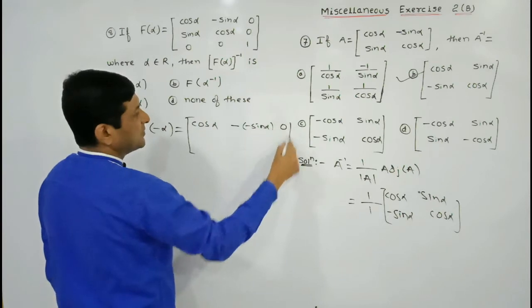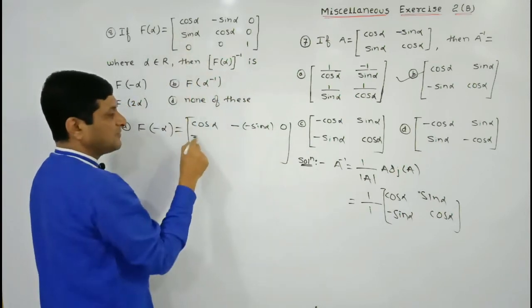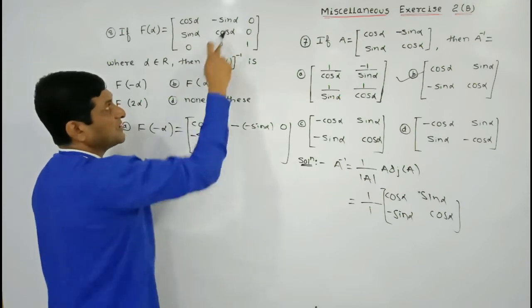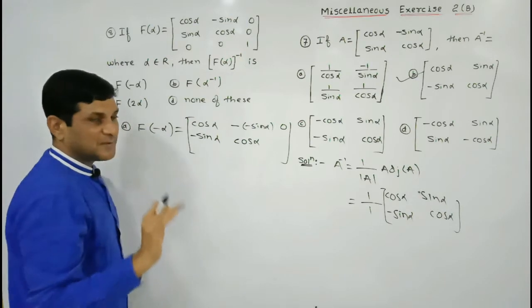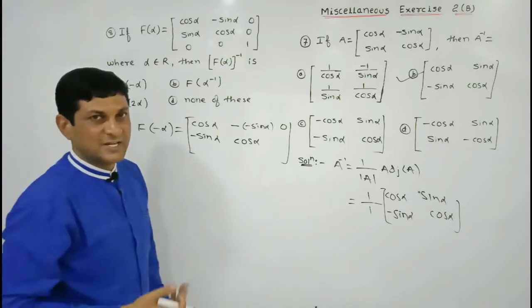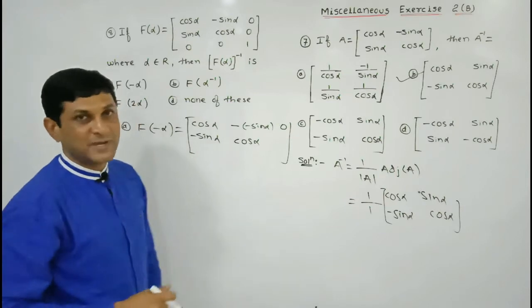Plus. Here 0, keep it as it is. Again replace alpha by what? Minus alpha. So sin alpha will become minus sin alpha. Here cos minus alpha will become cos alpha, because we know the values of trigonometric ratios for a negative angle. So sin minus alpha is minus sin alpha and cos minus alpha is cos alpha.